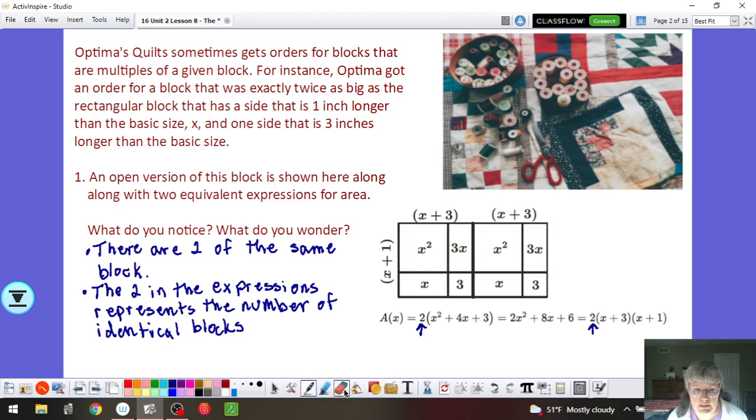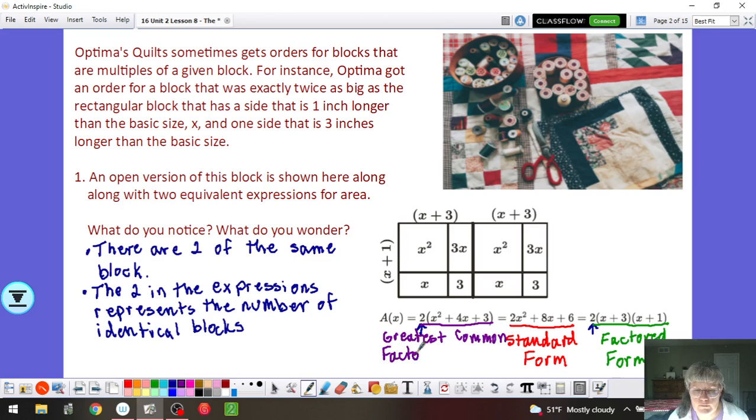I pointed out in class that the expression in the middle is what we call standard form, that ax squared plus bx plus c. The expression on the far right is factored form. And what makes that first expression special is that the common factor of 2, which we call the greatest common factor, is factored out.